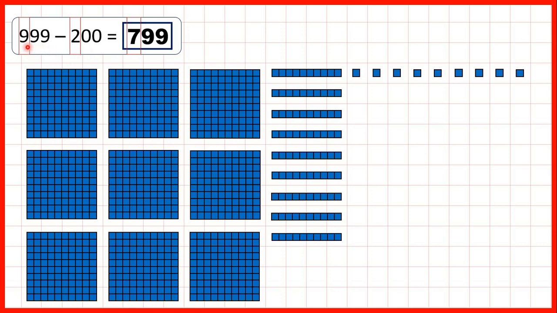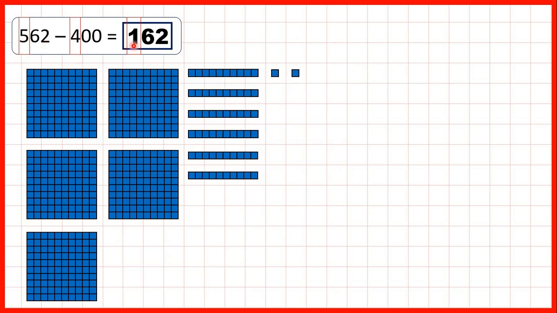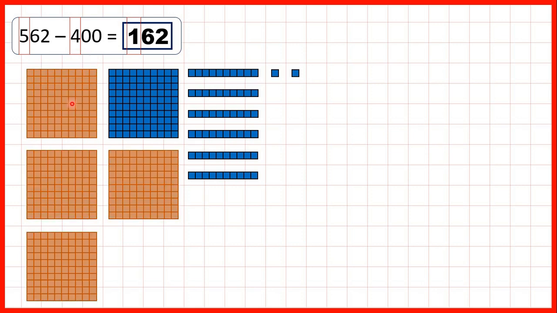So let's take a closer look at these questions. For this first one, we start with 999, so 900s, 910s, and 91s. Subtracting 200 means we can take two of these hundreds away, but you can see that our tens and ones have stayed the same, but now we have 700s because 9 minus 2 is 7. Then we started with 562, and we were subtracting 400. So if we take away 4 of our hundreds, we only have 100 in our answer.